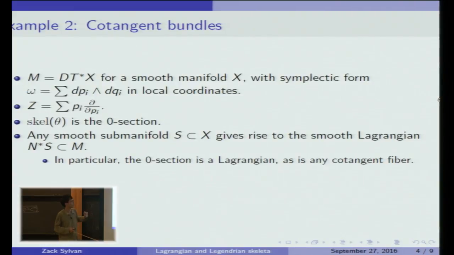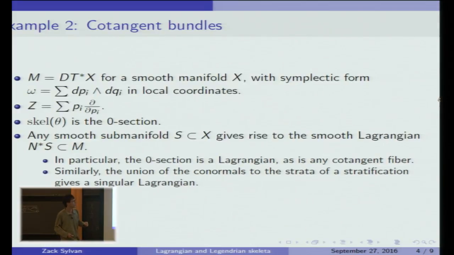Anyway, that gives you a Lagrangian. In particular, that witnesses that the zero section is Lagrangian. It also tells you that the conormal to a point, which is just the entire fiber at a point, is also a Lagrangian. So here we have another Lagrangian skeleton because the zero section is Lagrangian. Anyway, there's a reason that both cotangent bundles and surfaces have Lagrangian skeleta, but that's not actually what this talk is about.